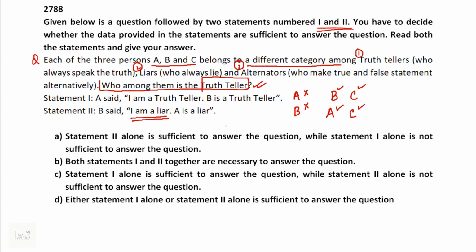It may be A or C. That means either statement alone is not sufficient to answer this. But if I combine these two statements, this says A is not a truth teller and this says B is not a truth teller, then obviously, if we combine both the statements, it is sure that C is the truth teller. Our question is only to identify the truth teller, and C will become the truth teller if both the statements are combined together. I'll go with option B. Both statement 1 and 2 together are necessary to answer this question.